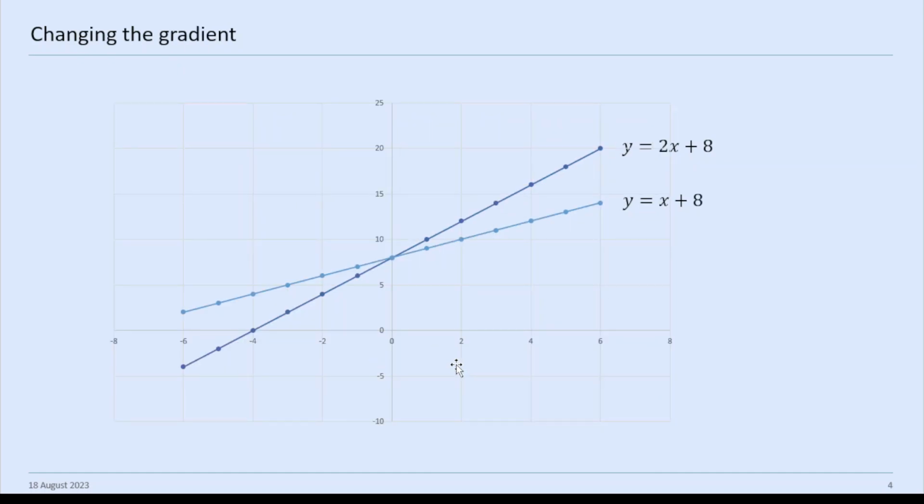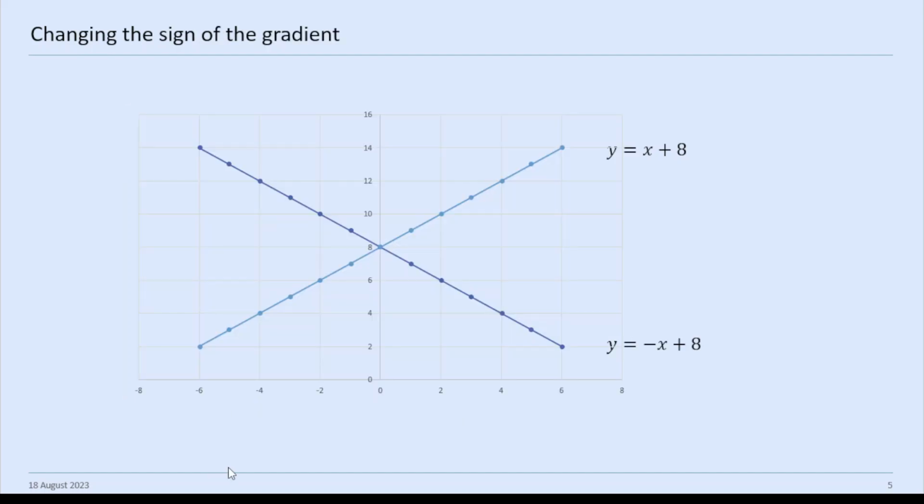Changing the gradient, so we've got y equals x plus 8 here, which hits the y-axis at 8, and then you've got y equals 2x plus 8, which is just steeper, so it's higher on the right and lower on the left. Changing the sign of the gradient, so this is y equals x plus 8 that goes from bottom left to top right. This is y equals minus x plus 8, which goes from top left to bottom right, both hitting at 8.